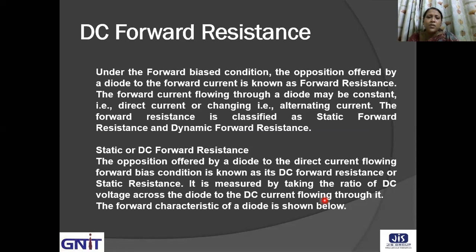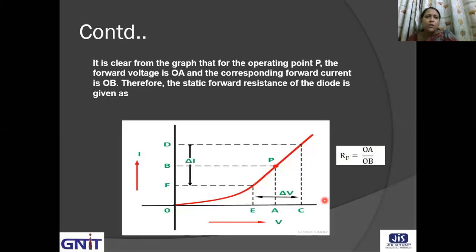So what is static forward resistance? The opposition offered by a diode to the direct current flowing under forward bias condition is known as the DC forward resistance. It is measured by taking the ratio of DC voltage across the diode to the DC current flowing through it. It is clear from the graph that at the operating point P, the forward voltage is OA and the corresponding forward current is OB, and the static forward resistance is OA by OB. This is a very simple diagram explaining the condition of static forward resistance.